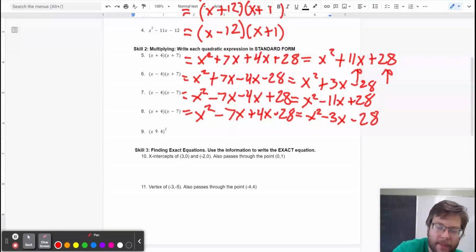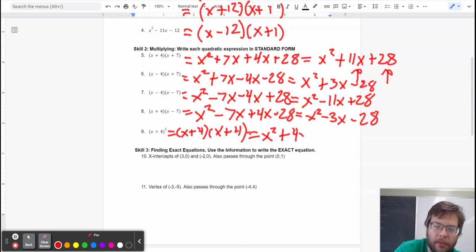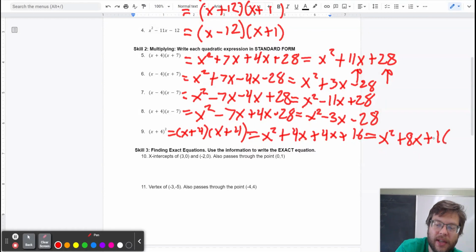The last one, do not make the mistake of saying this is x squared plus 4 squared. It is absolutely not x squared plus 4 squared. When you see x plus 4 squared, you need to interpret that as x plus 4 times itself. X plus 4 times x plus 4. And then following the other patterns, we have x squared plus 4x plus 4x plus 16. So that gives me x squared plus 8x plus 16. It is absolutely not x squared plus 4 squared. There is also the 8x right there.